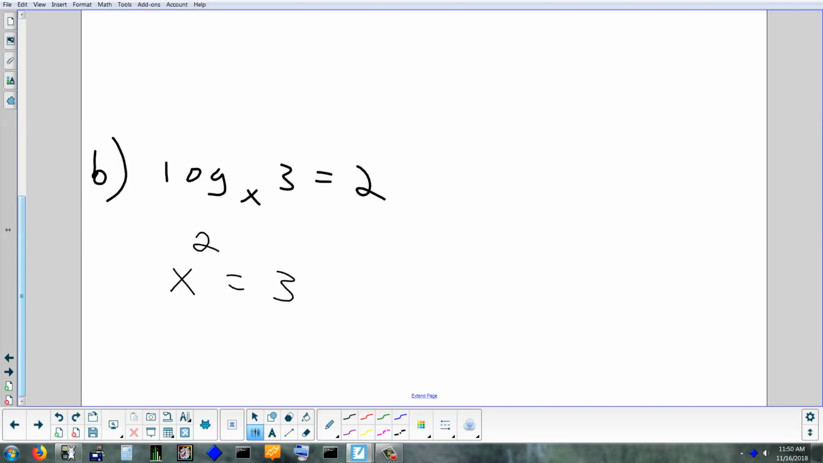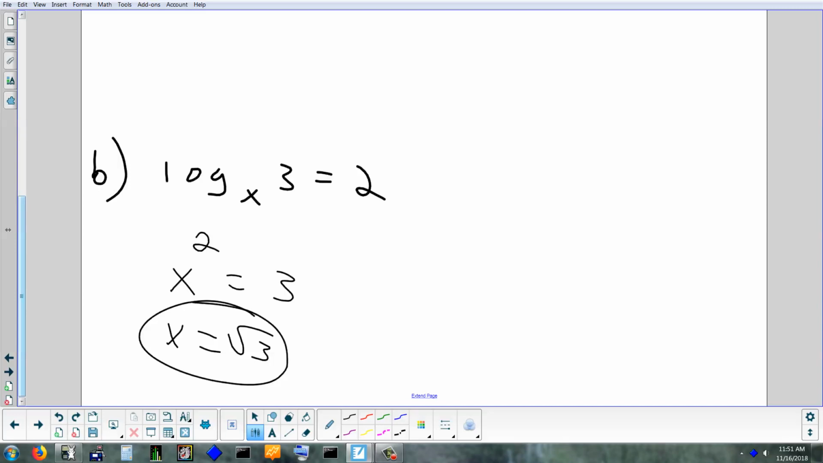Now, this time you can't add, subtract, multiply, or divide to get x alone. What would you do on both sides to get x alone? Emily? Take the square root. Yeah, take the square root. Again, I'm not going to do it out. I'm just going to leave it like that. So once you get the hang of changing log form to exponential, it's really not super hard. I think we've done things that are much harder with algebra than that. Any questions on that one?